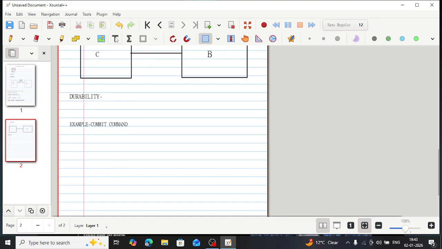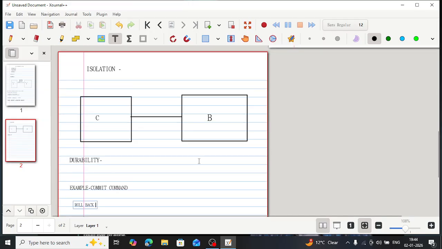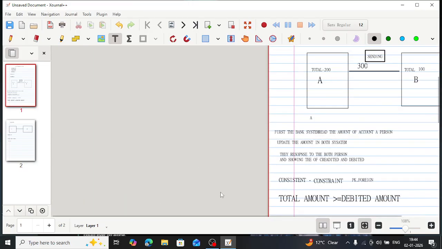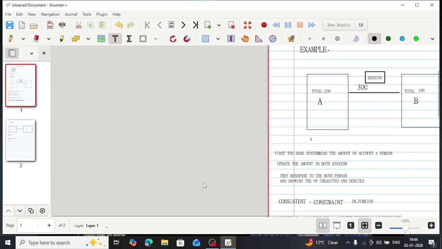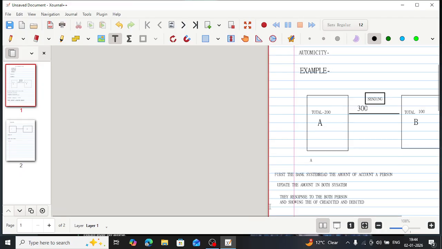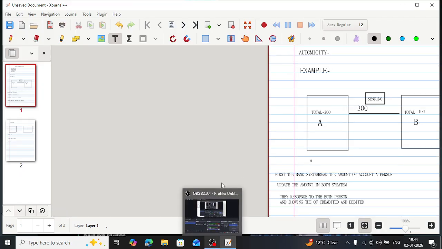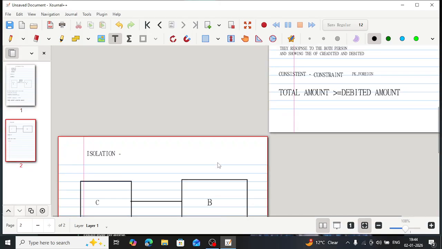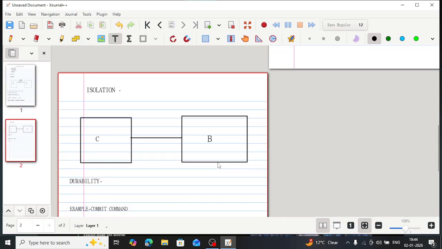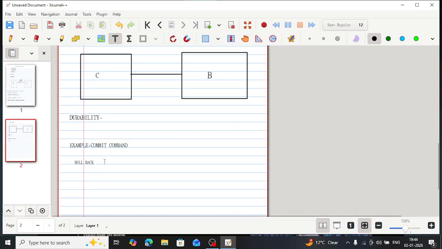That term will be discussed in the next upcoming class. This is all the terminology we have learned today. In the next class we will discuss what rollback is and other terminologies.